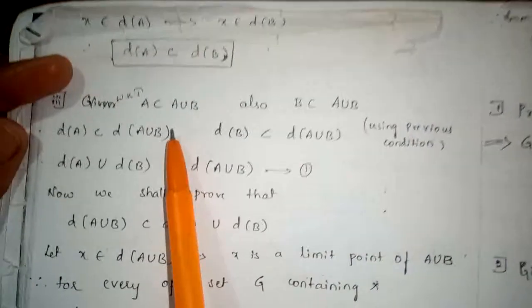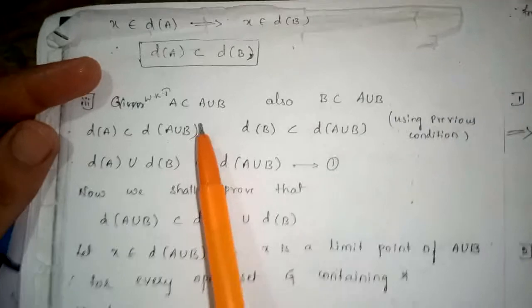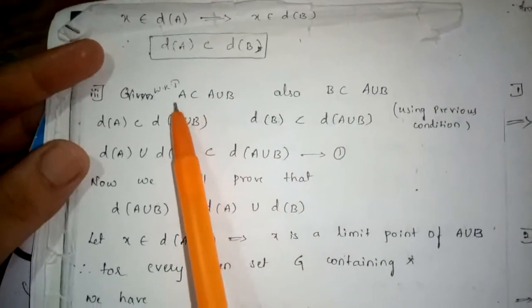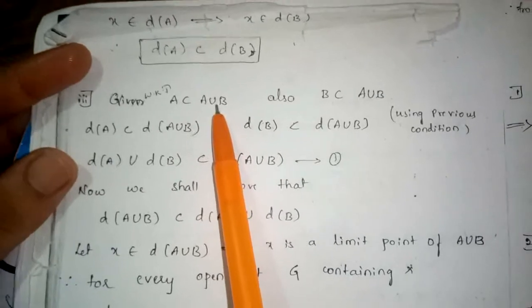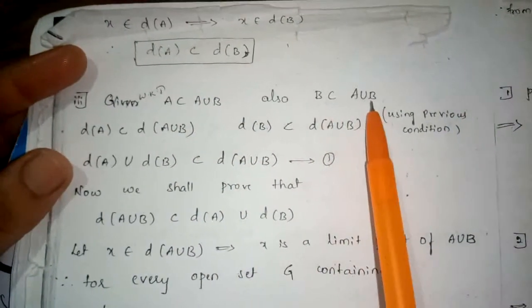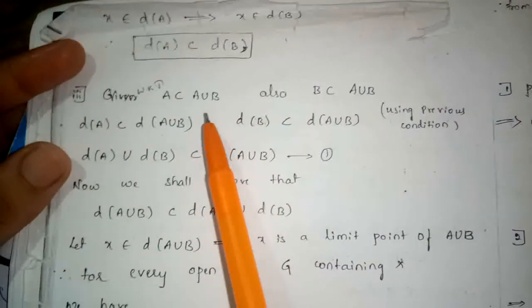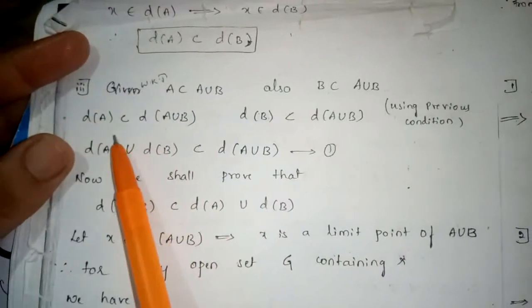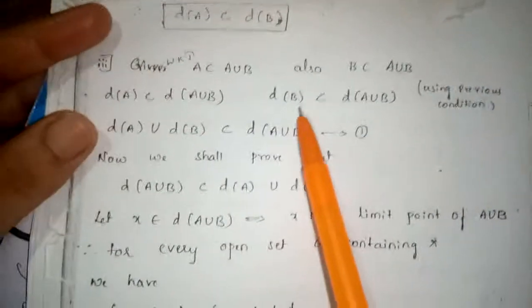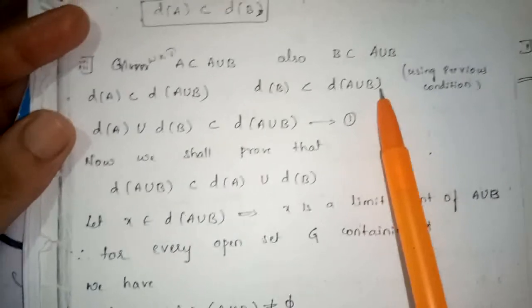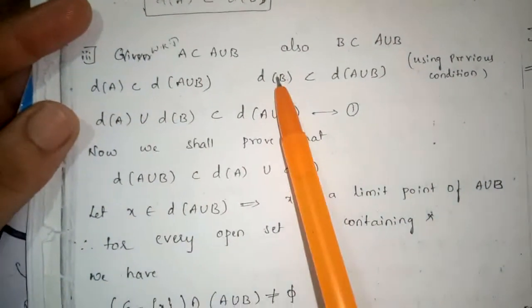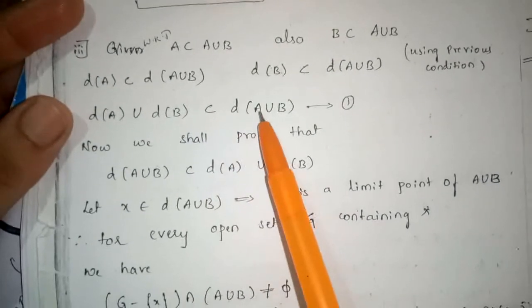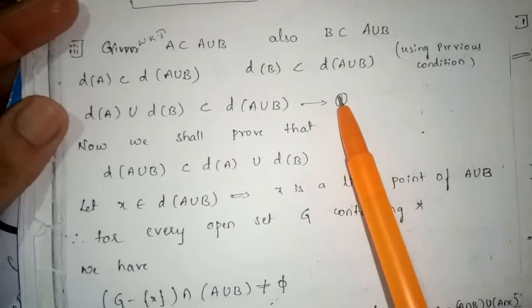Third condition. What is the third condition? We have to prove that the derived set of A union B is equal to the derived set of A union the derived set of B. Okay, observe the proof. We know that A is a subset of A union B and also B is a subset of A union B. By using the previous condition, if A is a subset of B, then D of A is a subset of D of B. Similarly, D of A is a subset of D of A union B. Similarly, D of B is a subset of D of A union B. Then take the union: D of A union D of B is a subset of D of A union B. Take this as equation 1.